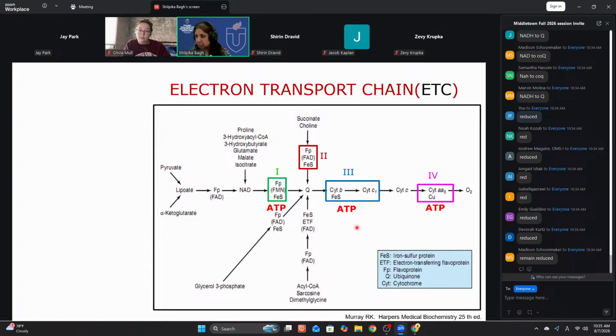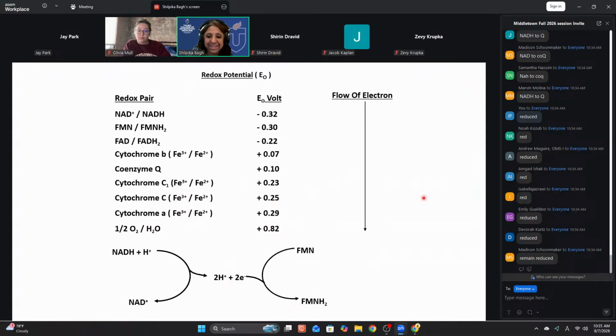Now, one confusion students also have is that the 2H plus an electron, linked either to NAD or FAD, have to go right up to the oxygen. But remember that electrons participate in the components, but protons have their own circuit.